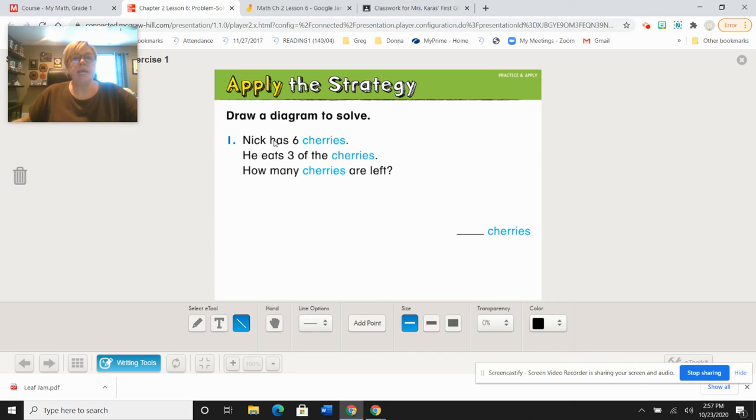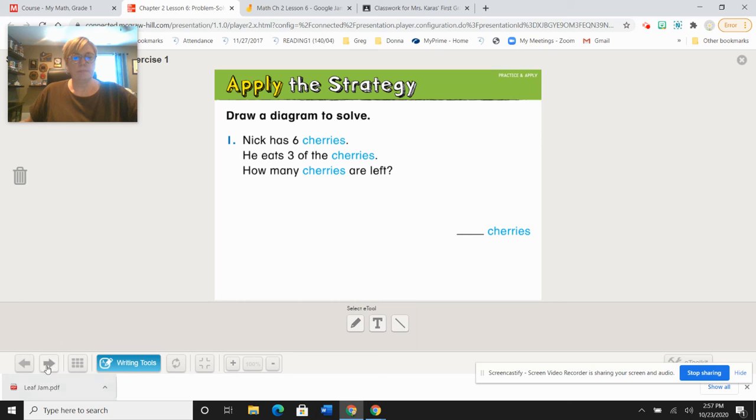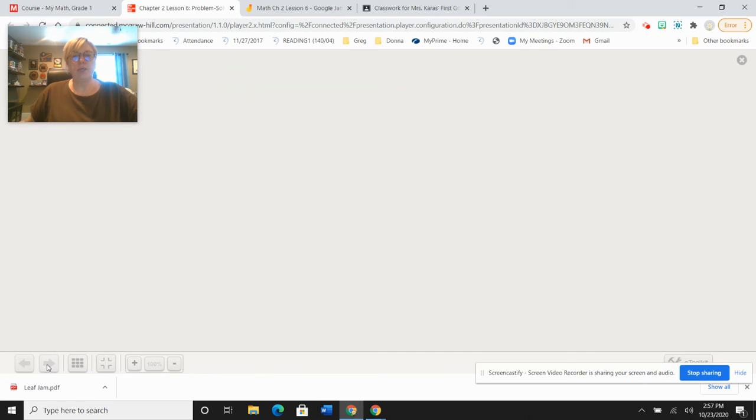Okay. Nick has 6 cherries. He eats 3 of the cherries. How many cherries are left? Okay, so underline what we know. He has 6 cherries. He eats 3 of them. And then you should circle what you need to find out. We need to find out how many cherries are left. Okay, so pause here and solve it. And check your answer.